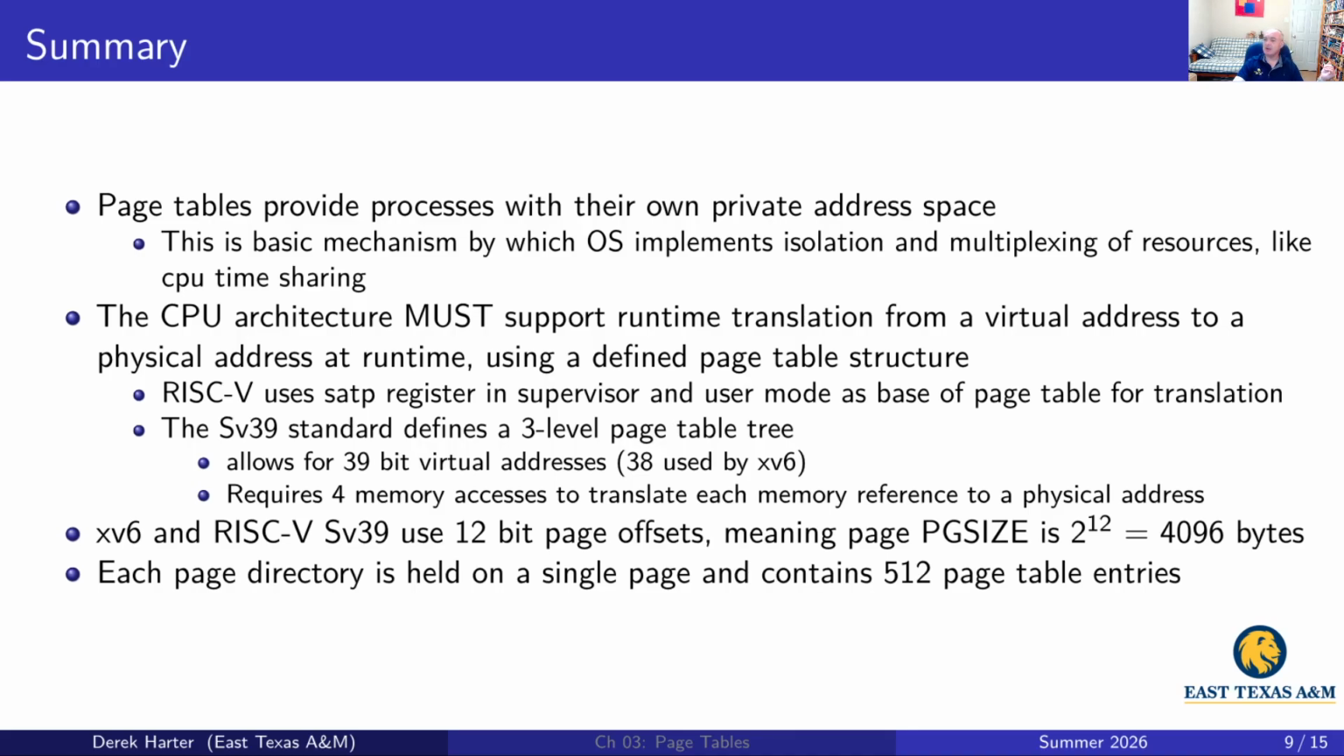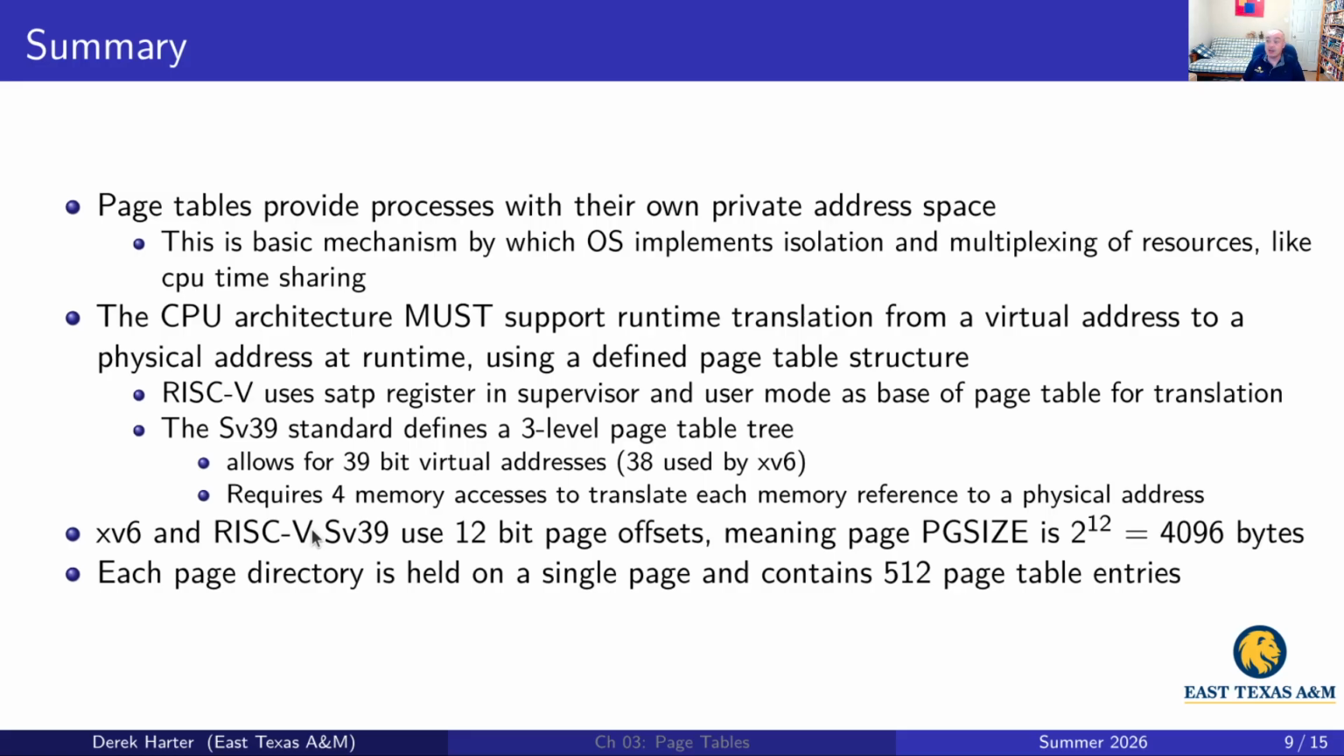Okay, so that's it for this video. Just to summarize the topics that we touched on in this video. The page tables are a very important mechanism. They provide the basic mechanism by which the operating system implements isolation and multiplexing of resources, such as time sharing, in order to multiplex and share the CPU among multiple processes. In order to successfully implement isolation and multiplexing, the CPU architecture must support runtime translation from a virtual address to a physical address. The most common way this is done is through what are known as page tables, which provide a type of virtual address paging.